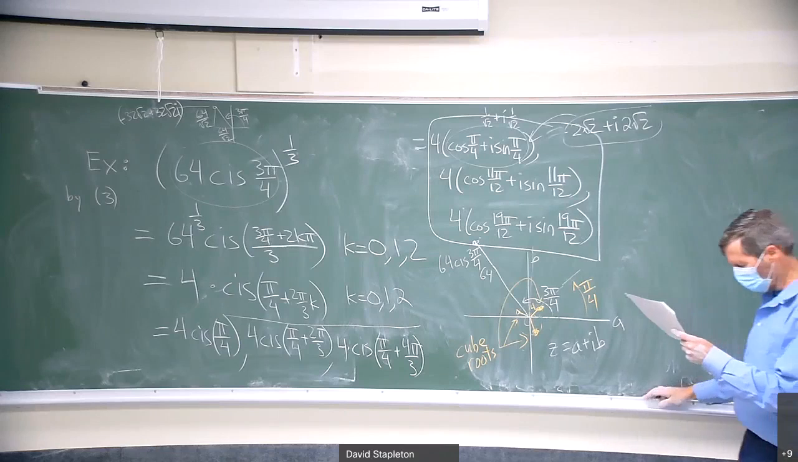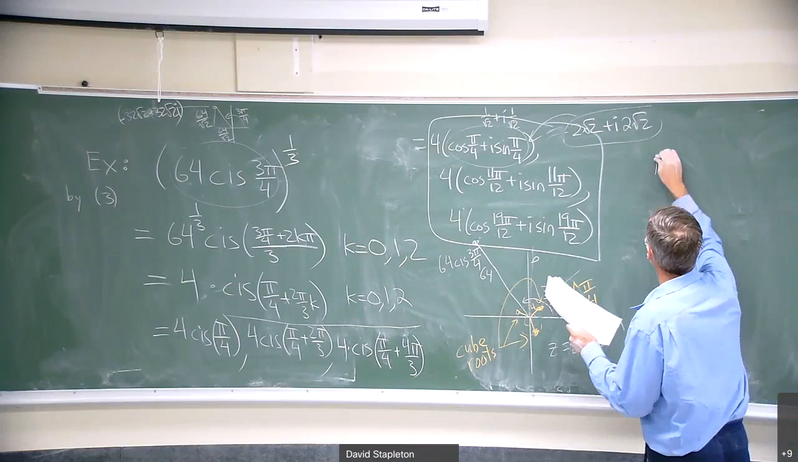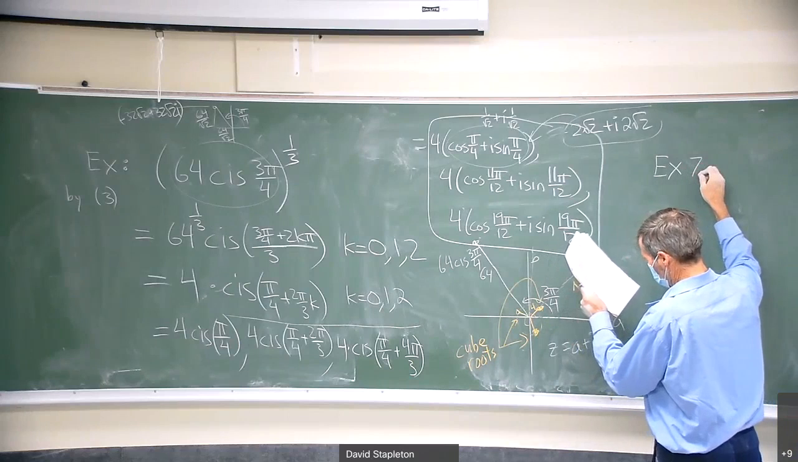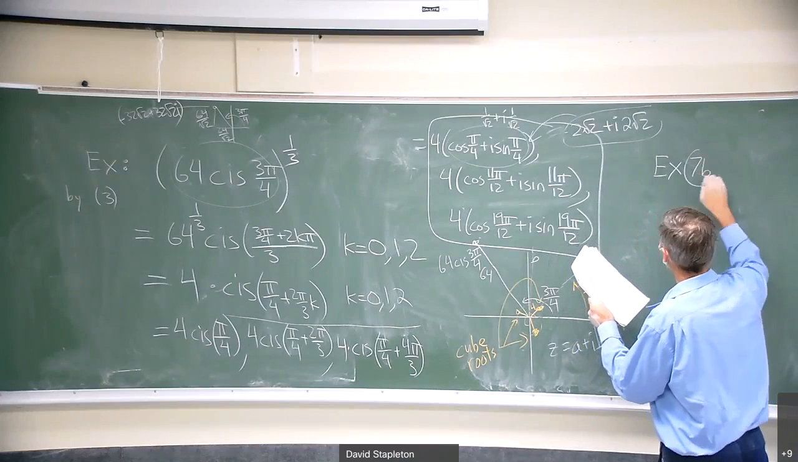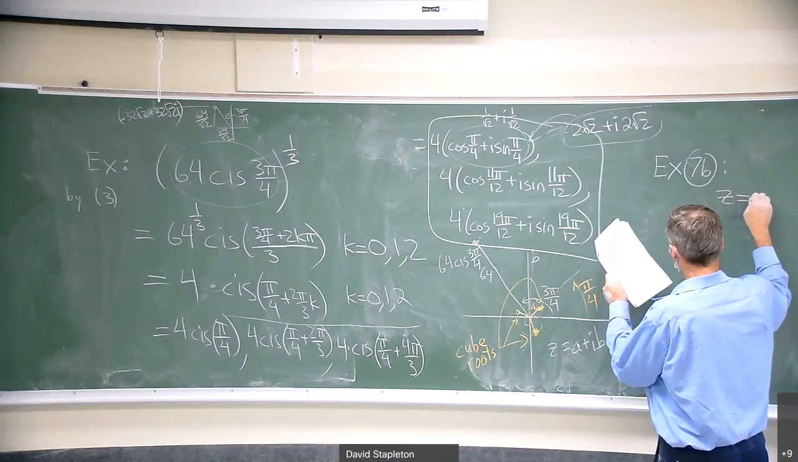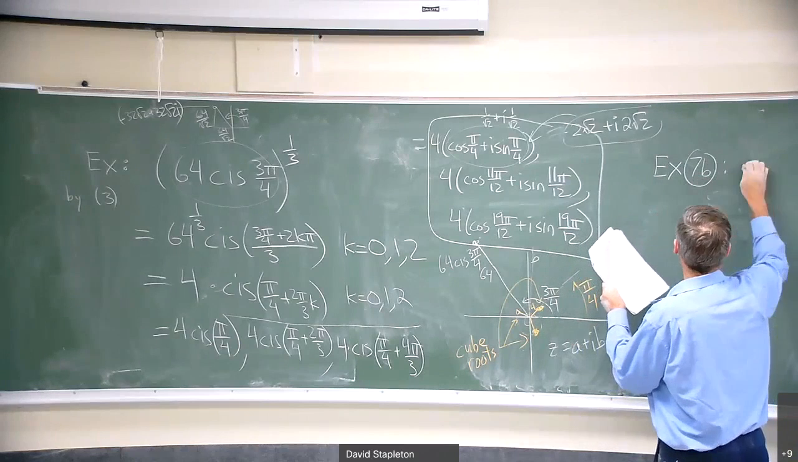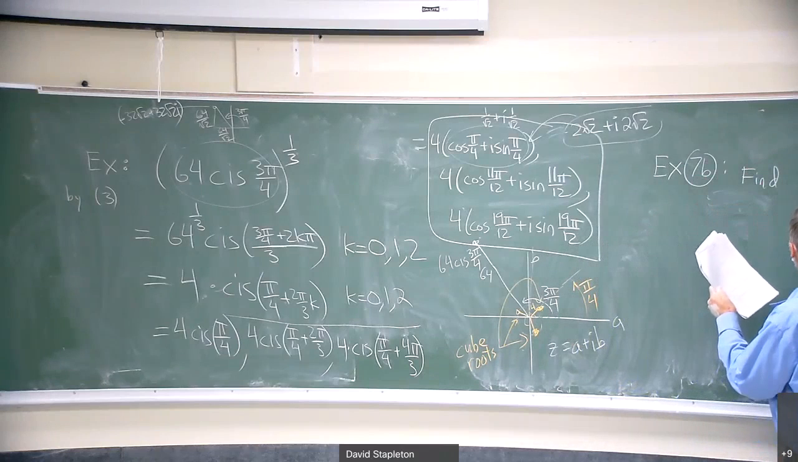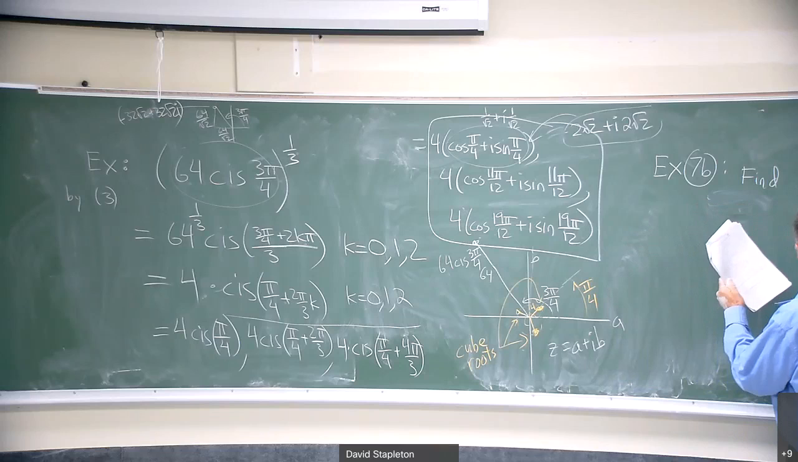I'm going to try one more then. This is off the last problem here. This is number 7b, let's say. Suppose I take z equals, well, let's say, the cube roots again of -16 plus 16 square root 3 i.